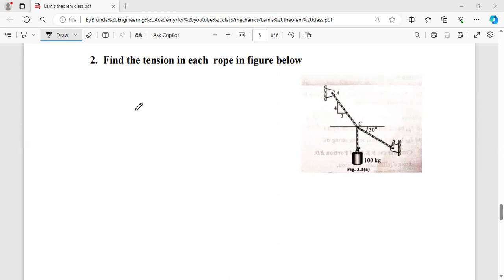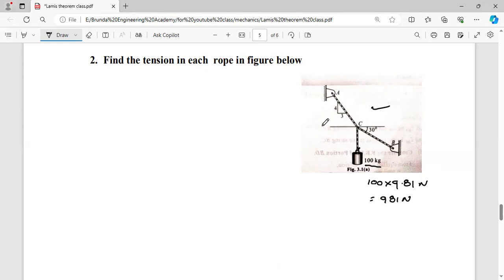Today, the continuation part of problems on Lami's theorem. If you observe this diagram, find the tension in each rope in the figure below. Here it is clearly 100 kgs. This 100 kgs can be converted into newtons, that is 100 into 9.81. In terms of newtons, we get 981 newtons. So the conversion is completed.